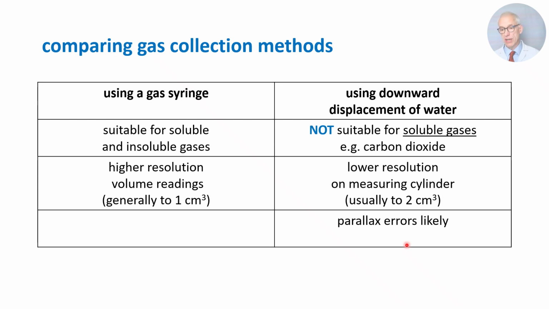Parallax errors are very likely to occur on the downward displacement of water method because of the speed with which you have to take the volume readings. However, they are less likely in the more controlled method, or the more controlled instrument, the gas syringe.